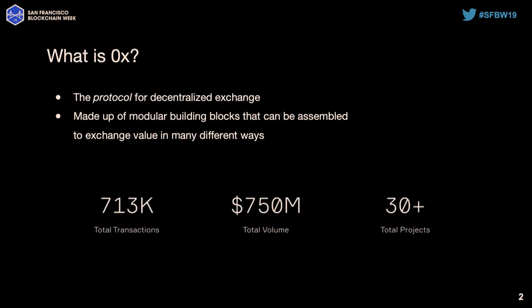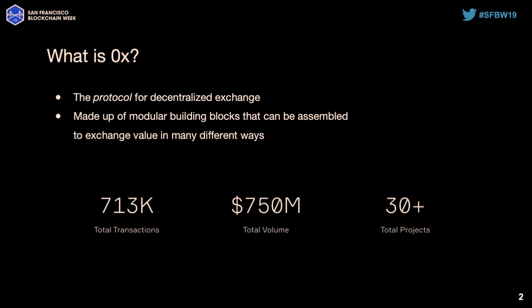So first of all, high-level overview of 0x for those who are not familiar. 0x is a protocol for decentralized exchange. It is not a single decentralized exchange. We are not running an exchange or anything like that. It is a protocol. What does this mean in practice? It's made up of various layers of the stack that can be assembled together to exchange value in a variety of different ways, and it's very flexible.